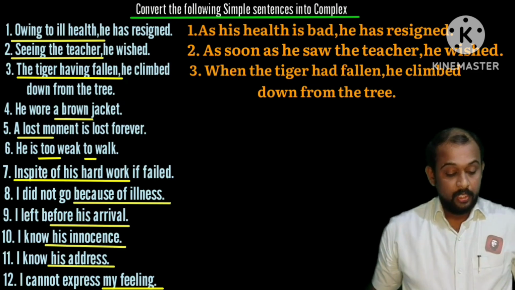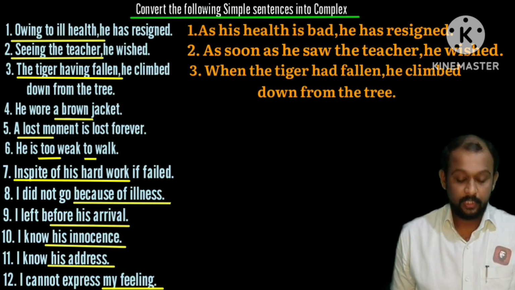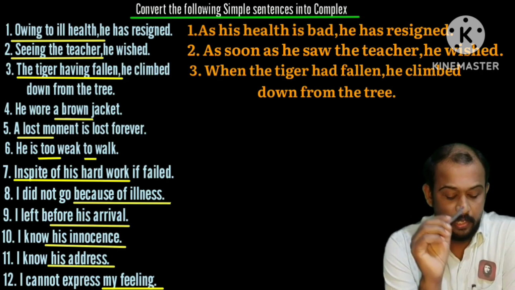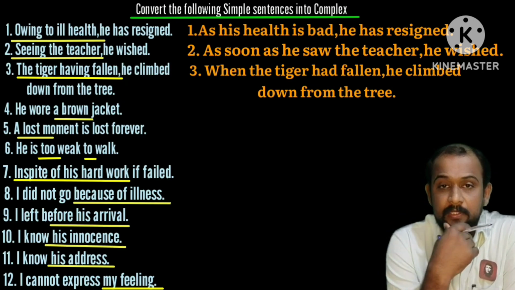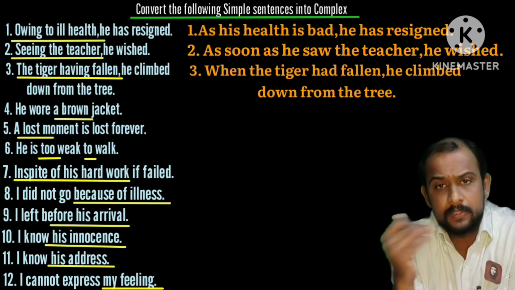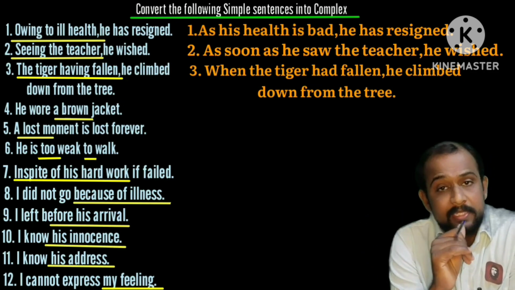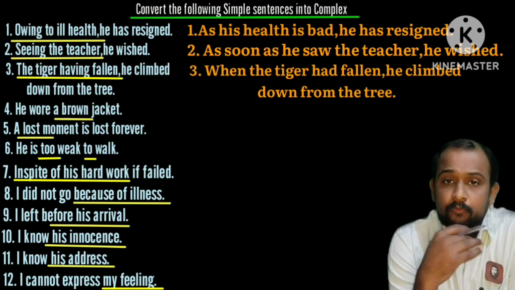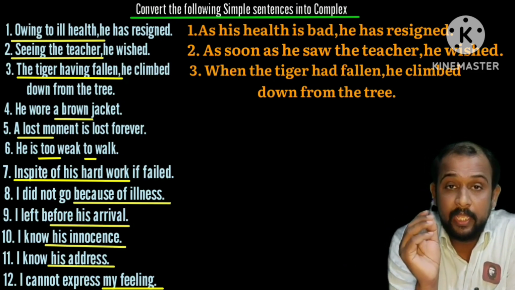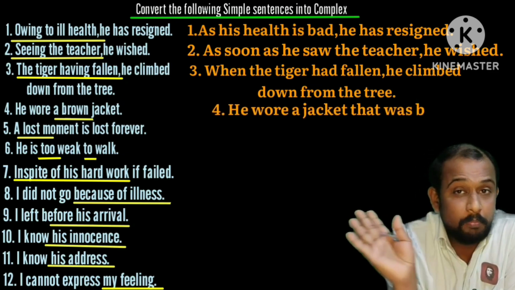Next, he wore a brown jacket. See here, he wore a jacket, and the color of the jacket is brown. Brown is an adjective. You convert this into an adjective clause. It's very easy, no? He wore a jacket is the main clause. Brown is an adjective. You convert this brown into a clause. See, it's very simple. He wore a jacket that was brown.